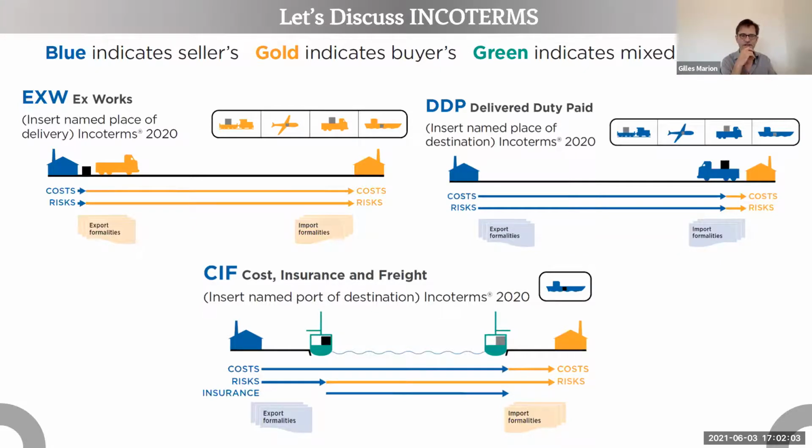And the last one here is CIF. It's for sea freight, where you can see the insurance now changes. While the seller is responsible for insuring the product, the risks are still borne by the buyer.